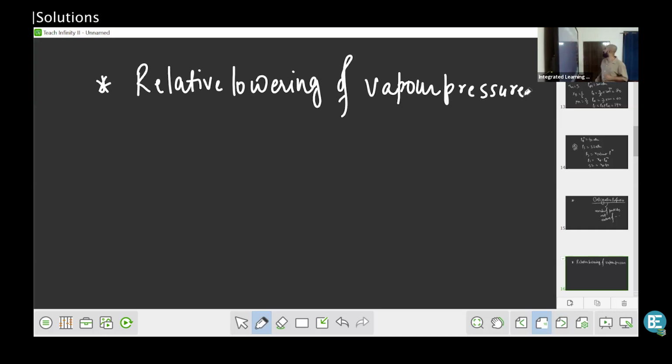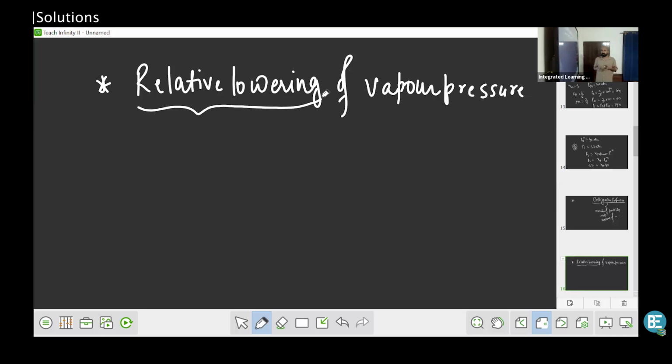First is relative lowering of vapor pressure. So the colligative property is a relative lowering of vapor pressure. Now, they will ask you which one is the colligative property, and they will give you the option as lowering of vapor pressure. Is lowering of vapor pressure a colligative property? No, I told you. The property is relative lowering of vapor pressure, not the lowering of the vapor pressure.